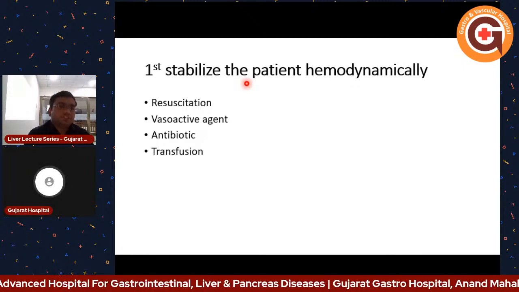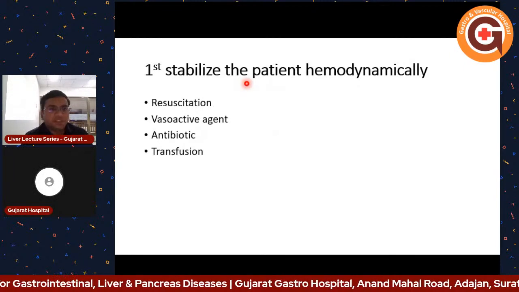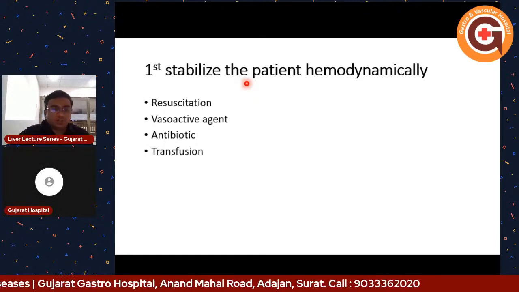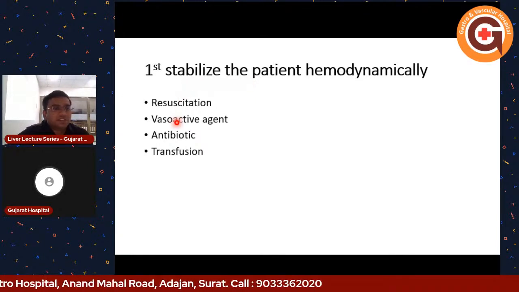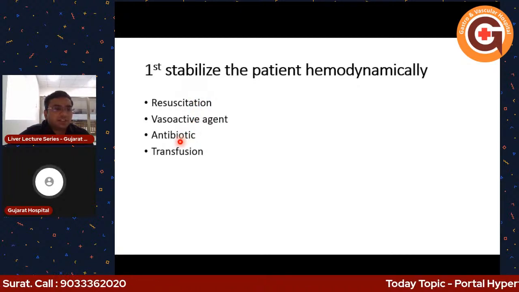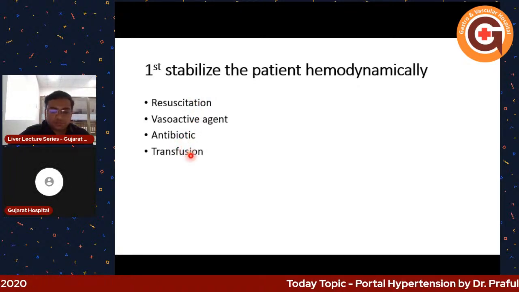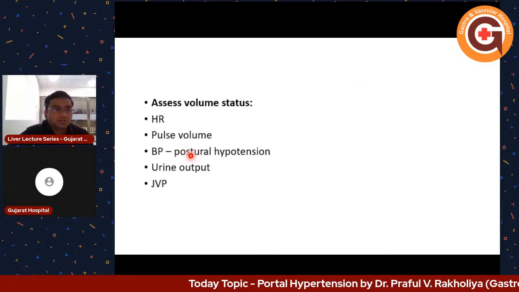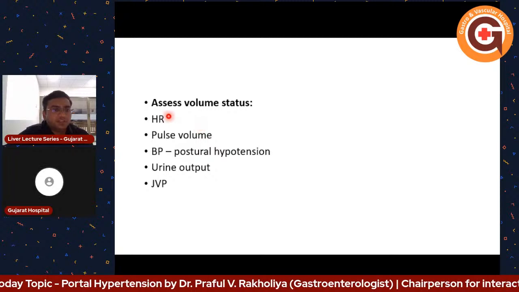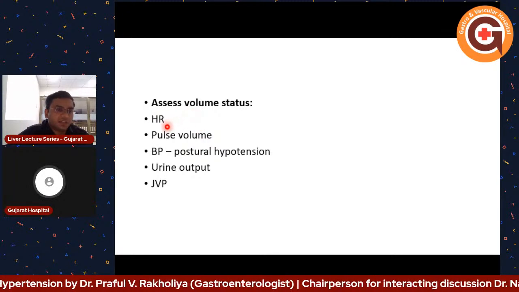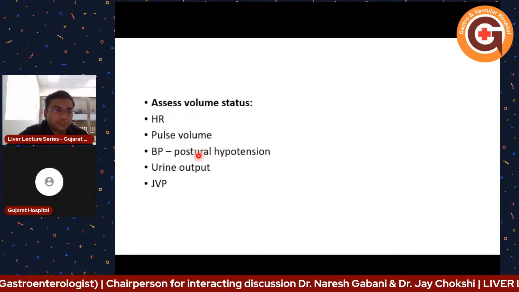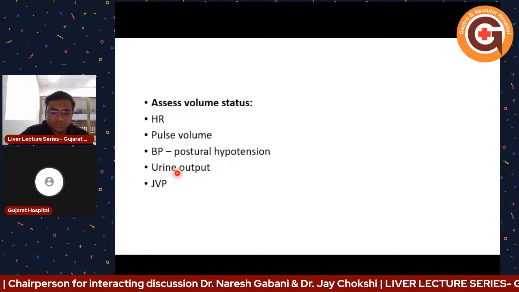In a patient who presents with acute variceal bleeding, the first line management is to stabilize the patient hemodynamically. For that, we have to do these four things. One is resuscitation. Second is a vasoactive agent. We have to start antibiotics, and if required, transfuse blood. For resuscitation, first we have to assess the volume status of the patient, which we can assess by heart rate, pulse volume, blood pressure, postural hypotension or postural symptoms, urine output and JVP.